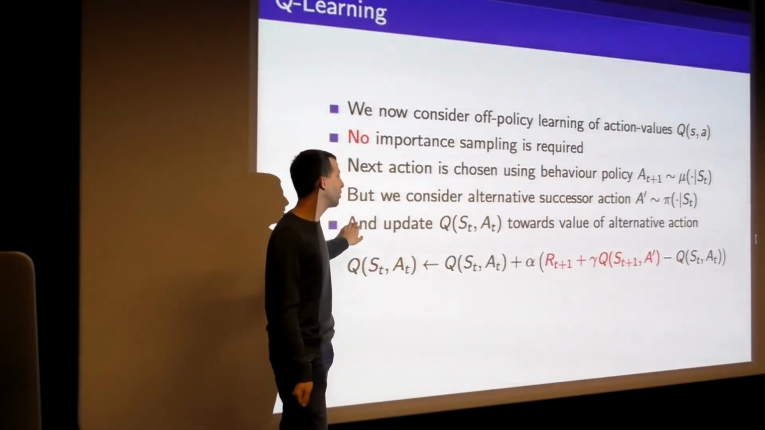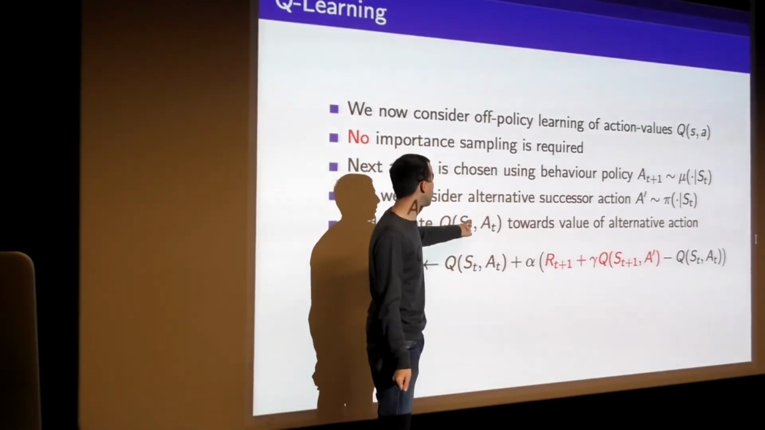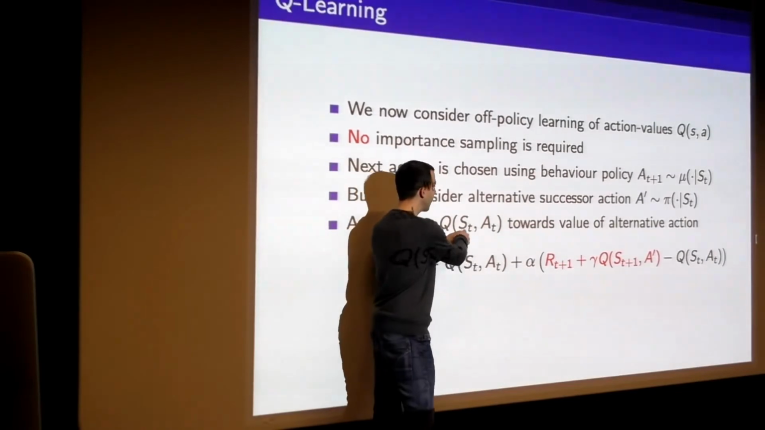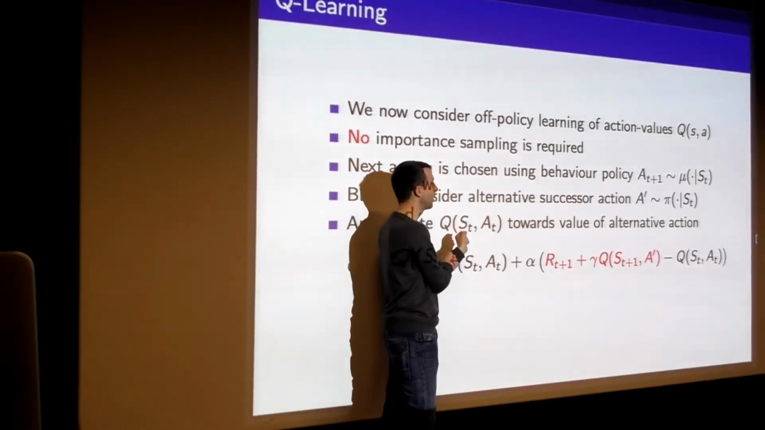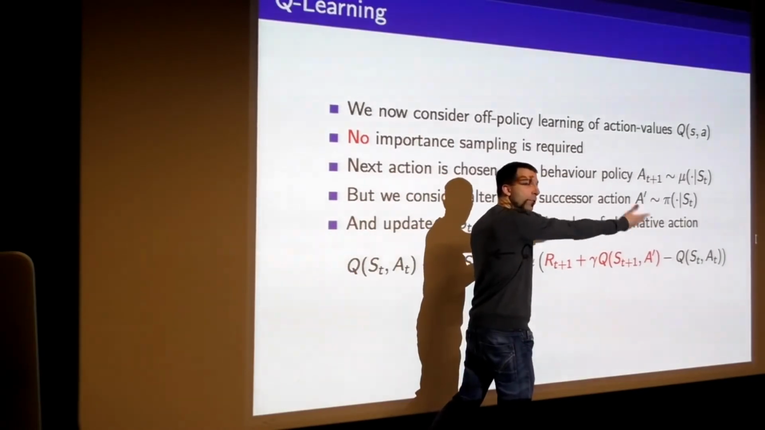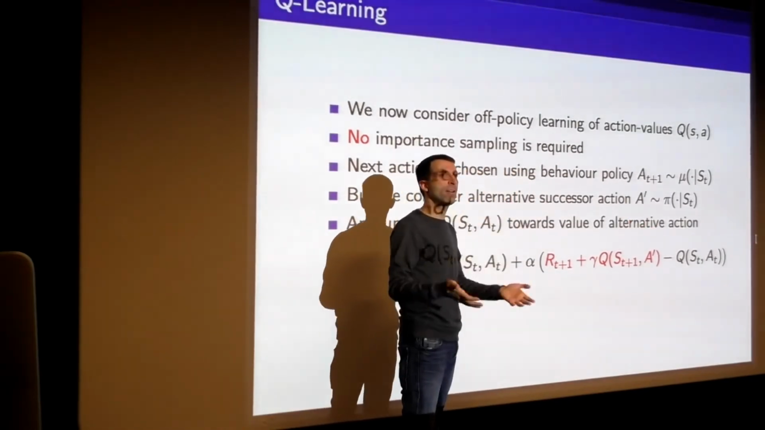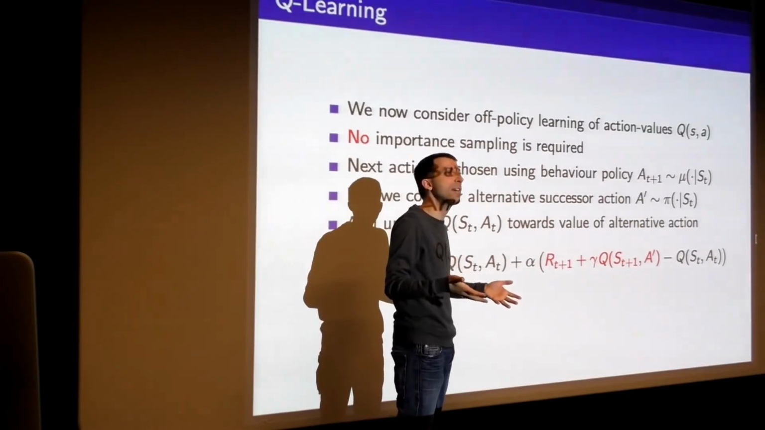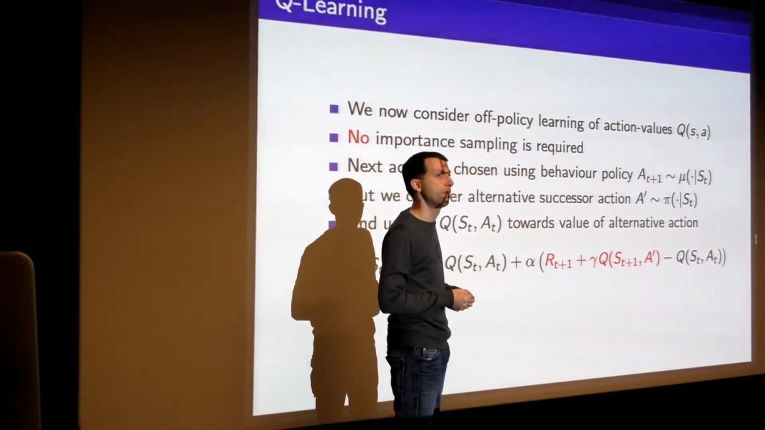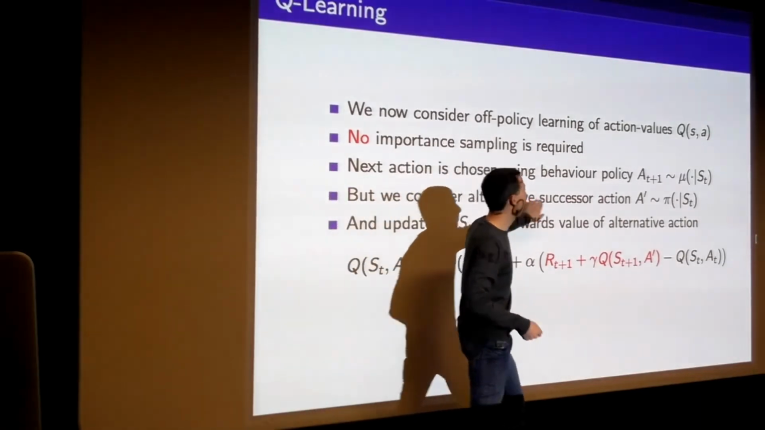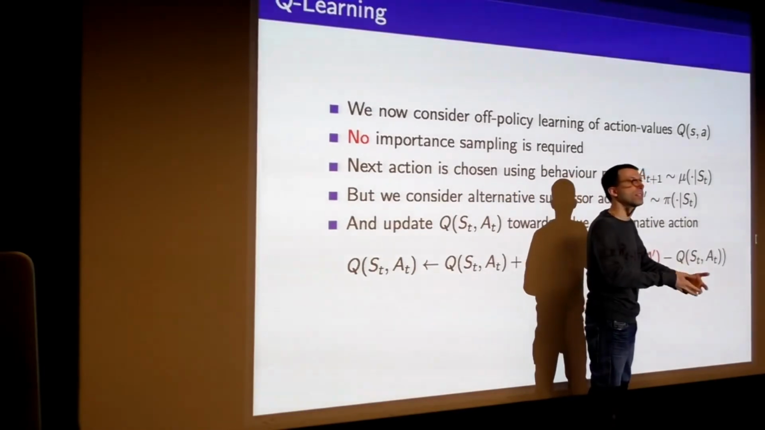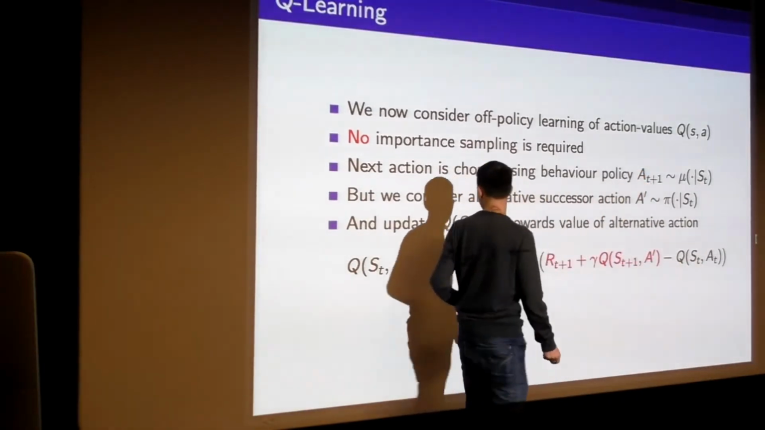And now we're going to update our Q value for the state we started in and the action that we actually took. We're going to update it towards the value of our alternate action. We bootstrap from the value of our alternative action, because that tells us how much value we'd actually have got under our target policy. When we sample from this, that tells you something about what really would have happened under our target policy.